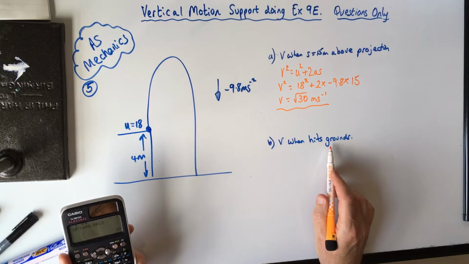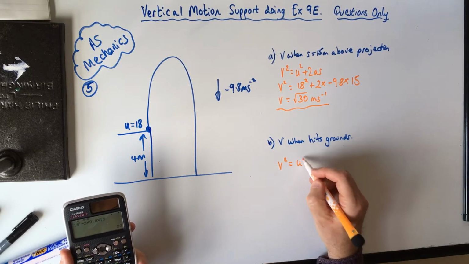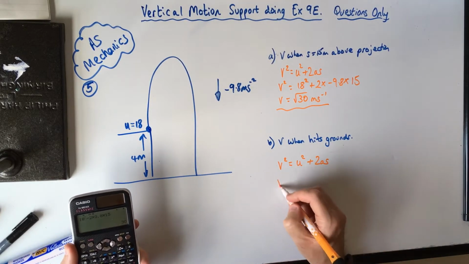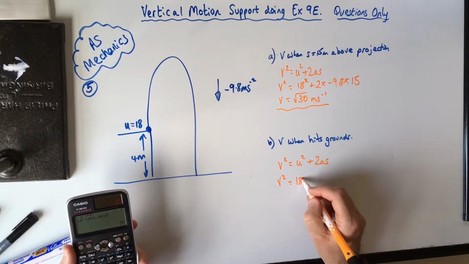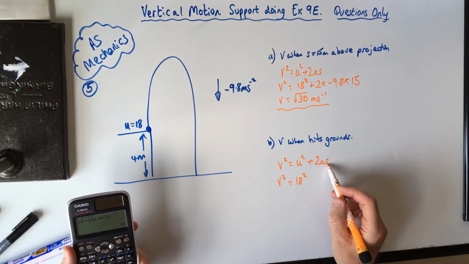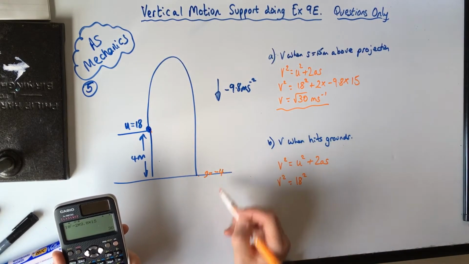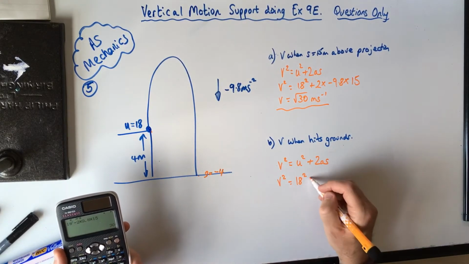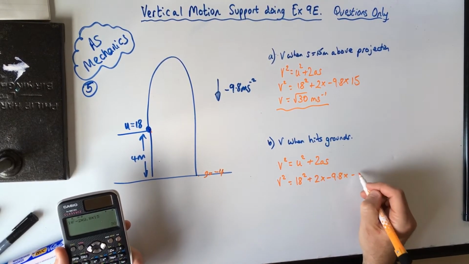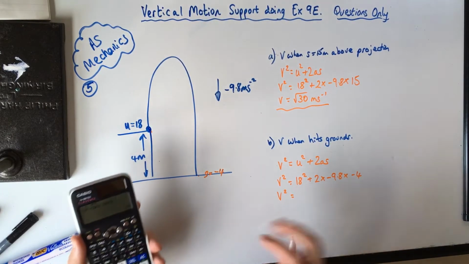v when it hits the ground, okay, so you're doing v squared equals u squared plus 2as again to find the velocity when it hits the ground. So you're going v squared is equal to 18 squared, and doing it the same as here, the only thing is for s you're putting in minus 4, because s is minus 4 at this point. So you're just doing plus 2 times minus 9.8 times minus 4. Now this time you've got a minus times a minus, which is a positive.